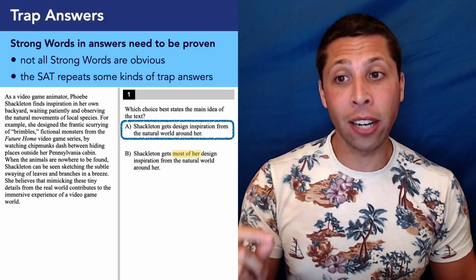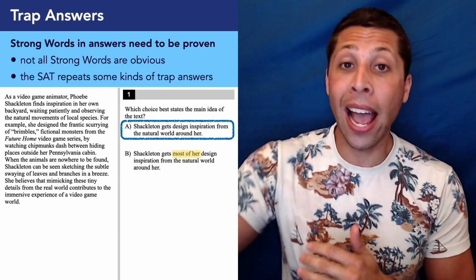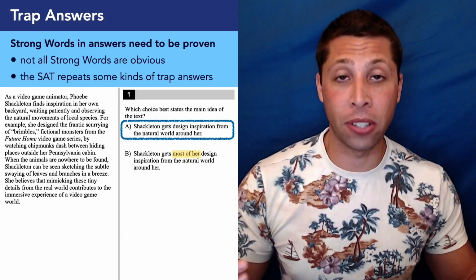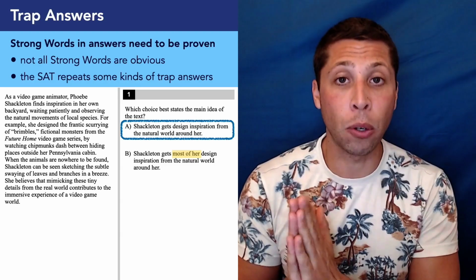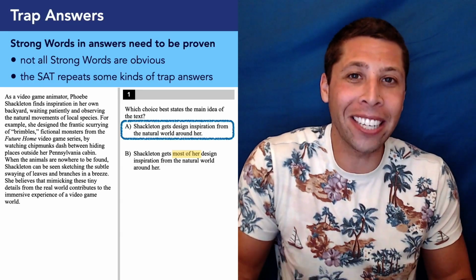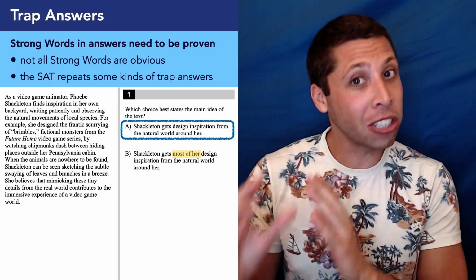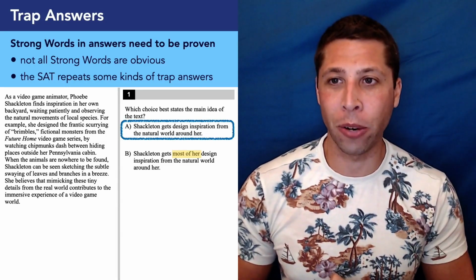To say that Shackleton gets most of her design inspiration from the natural world is to say that more than half of her ideas come from there, 51%. Most is a very specific word. It's a strong word that we need to pay attention to, even though it seems like it's not really doing a lot of work in this choice. And that's the thing, is these are very subtle words that we might not think of as strong right away.